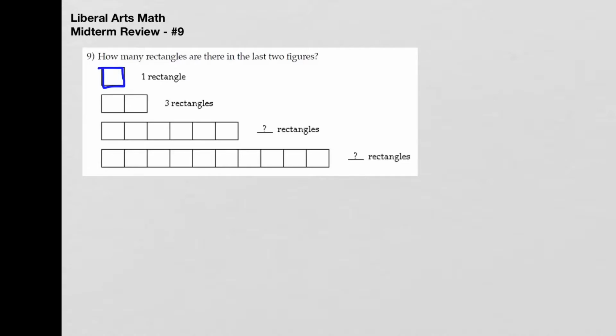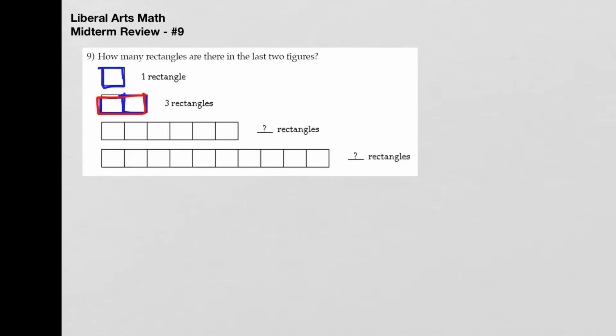Now next it says three rectangles, and you might think, well, hey, that looks like two rectangles because there's one rectangle and there's a second rectangle. But here's the thing. There's a third rectangle that goes around the whole thing. So that makes three rectangles total. So you can have rectangles of different sizes. They just mean any kind of rectangle. So now let's move on to the next one.